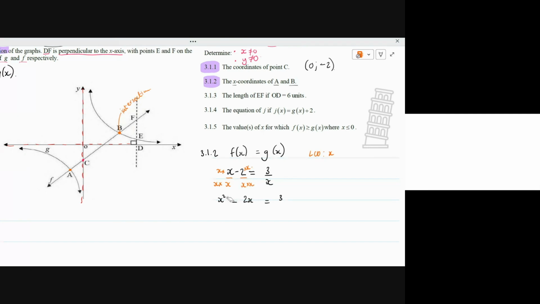And now I know there's a squared. So that 3 needs to come over so we can factorize the trinomial. So x squared minus 2x minus 3 will equal 0. And then I can either pop this into my calculator or I can do some quick factorization. It's a trinomial. So this would be x minus 3 and x plus 1. Therefore, the x values must either equal positive 3 or x must equal negative 1.